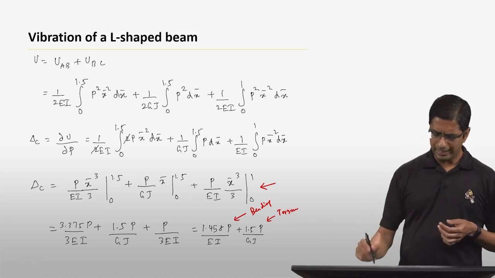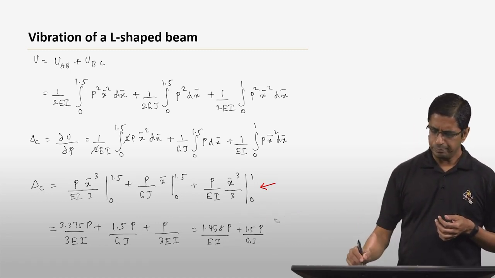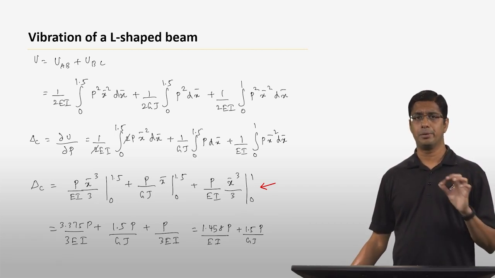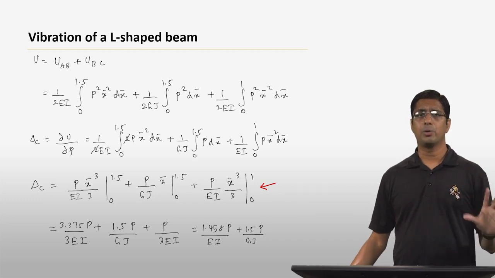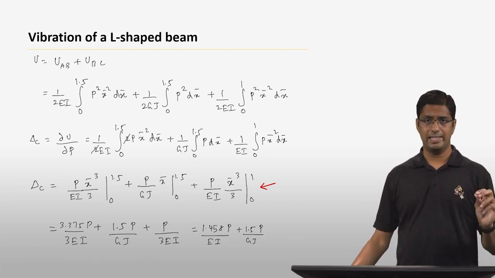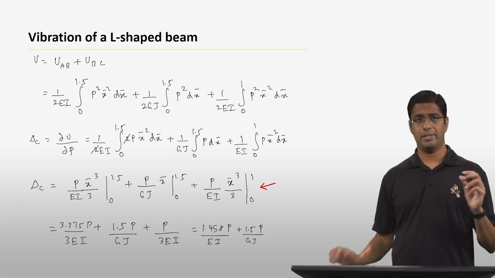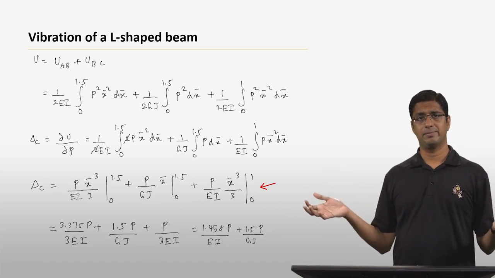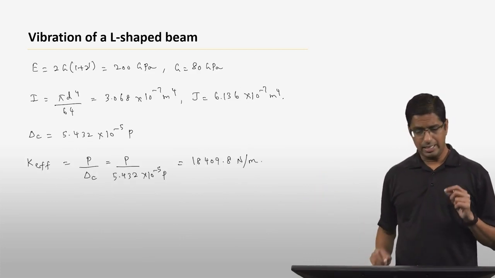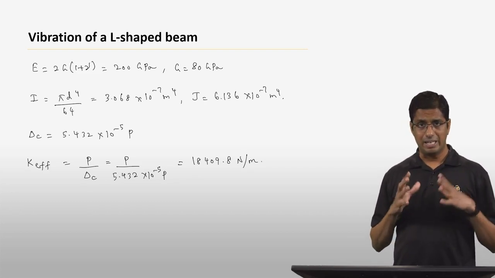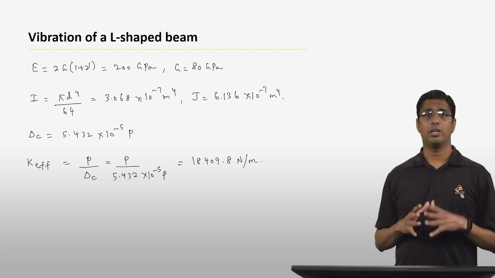The main thing that I want to point out here is that if you look at the expression for delta C, it is directly proportional to P, and there are no constant terms here. What that means is that if you put P equal to 0, delta C is going to be equal to 0, which is obvious because if you don't have any force acting at the tip C, it should not have any deflection. And it is important because eventually when you calculate K effective, you have to get a number. It should not be dependent on P.